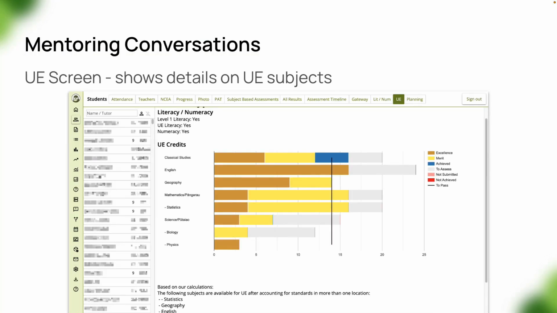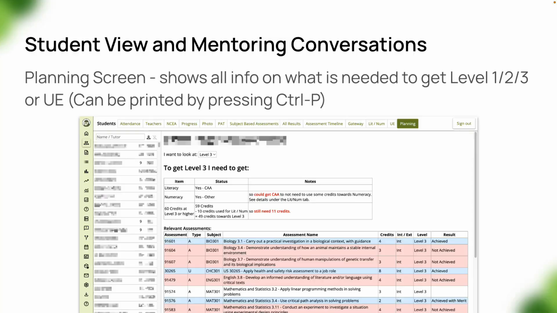And UE, there's a whole bunch of subjects that can combine together to give other subjects, like biochem and physics can make science, and calc and stats can make maths. This breaks it down and tries to display it visually, but also gives you a list of how many subjects, based on the overlapping standards, students have got enough entries to be able to get.